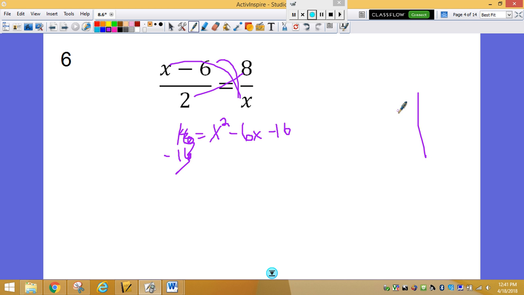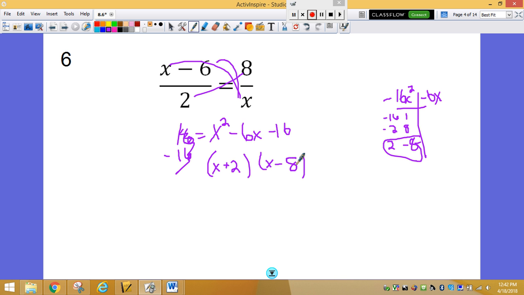So again, to factor, you do first times last and your middle. So I could do like negative 16 and 1. I could do negative 2 and 8. This is the one I'm going to use, I can tell just by looking at it. I'm going to use 8 and negative 2. If I multiply those, I get negative 16. If I add them, I get negative 6. So this is what I'm using, 2 and negative 8. So let's factor. Split up your x squared into an x and an x. I got a positive 2 and a negative 8 as my answers.